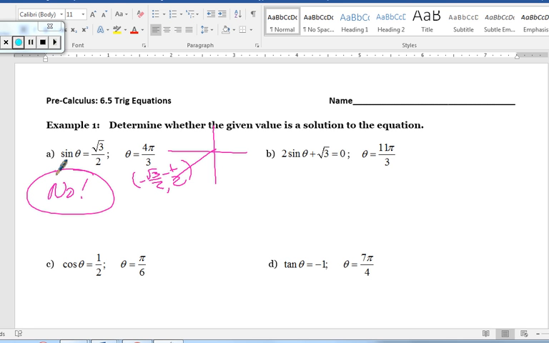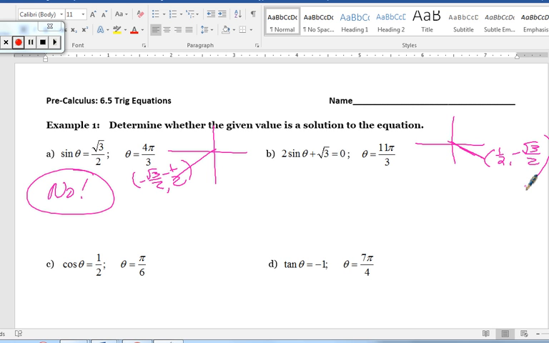For problem B, you need to isolate the trig function first. Actually, I take that back. You really don't. You can just plug on in here. So at 11 pi over 3, we go 3, 6, 9, 10, 11. That puts us over here. I want to know what is the sine value for that coordinate there, and that would be negative square root of 3 over 2.